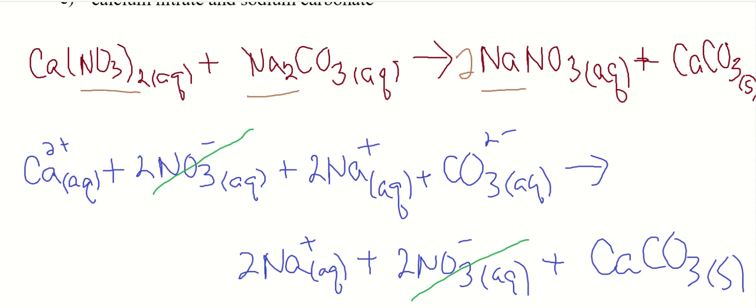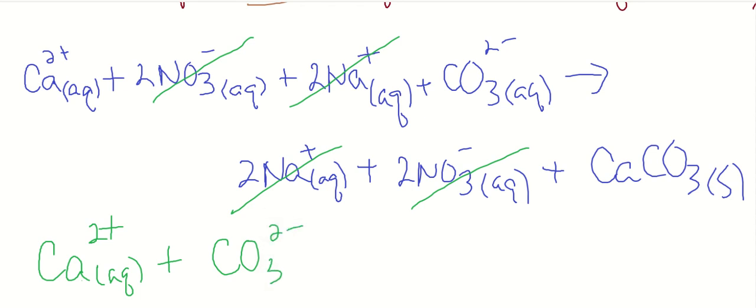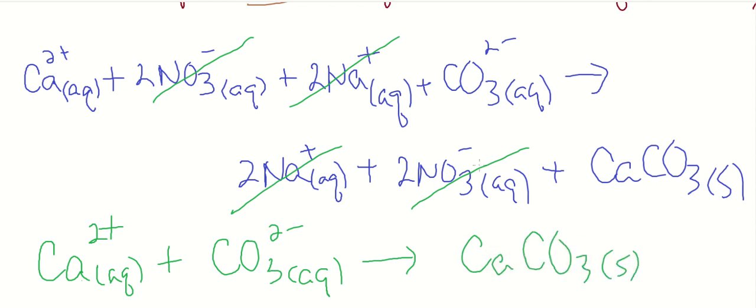Spectators. Spectators are not involved in the reaction. They just spectate. So we don't write them in our net ionic equation. So our net ionic equation only involves the participants in this reaction, which are our calcium cations in solution reacting with the carbonate anions in solution to form calcium carbonate. There you go.